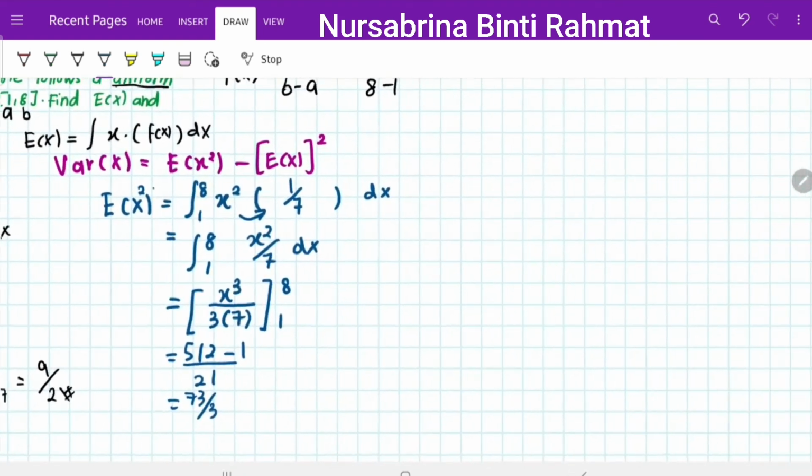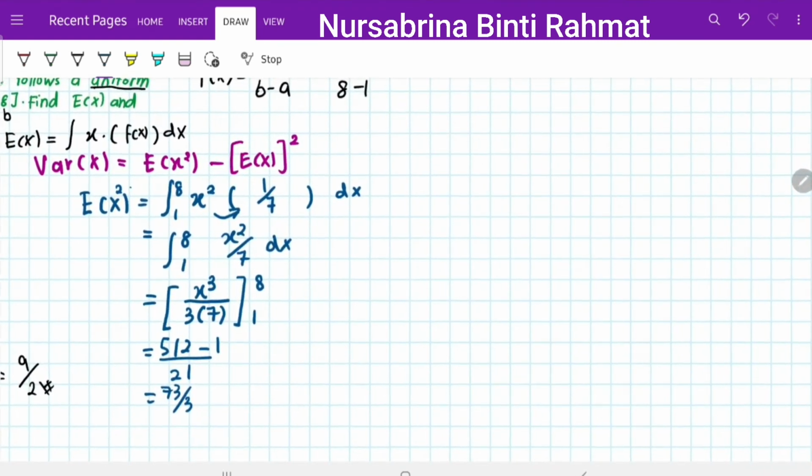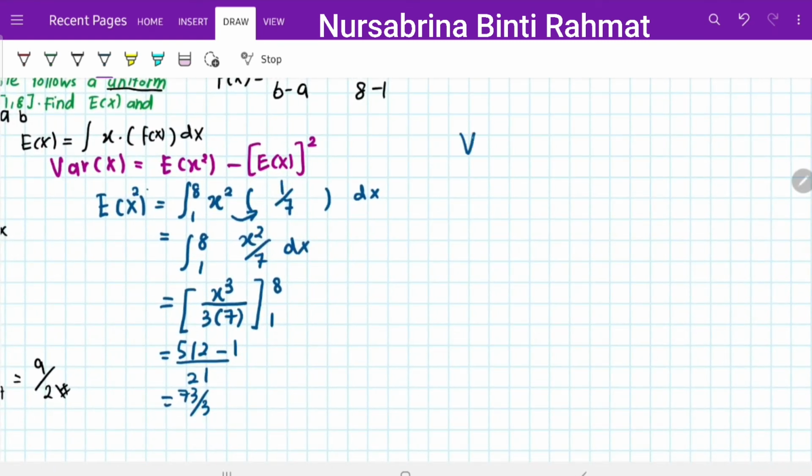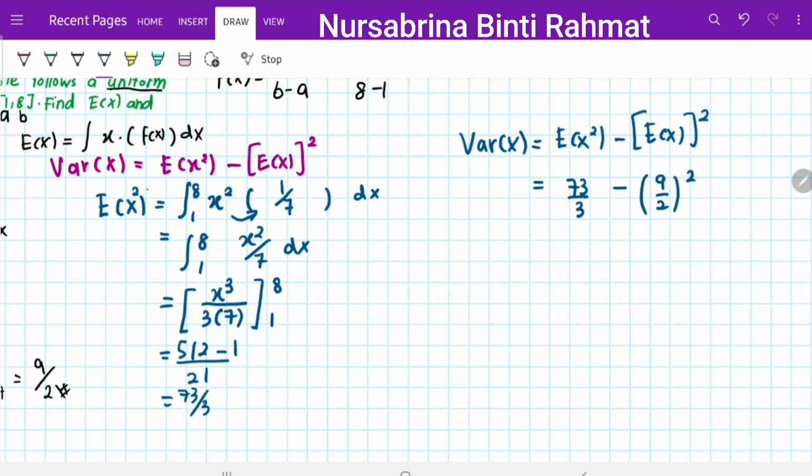In order to find out your variance, variance X equals E X squared minus your mean squared. Your E X squared is 73 over 3 and your mean from your previous calculation is 9 over 2, squared. Now press your calculator to get your variance. If you press it, you will get your answer to be 16 over 3.